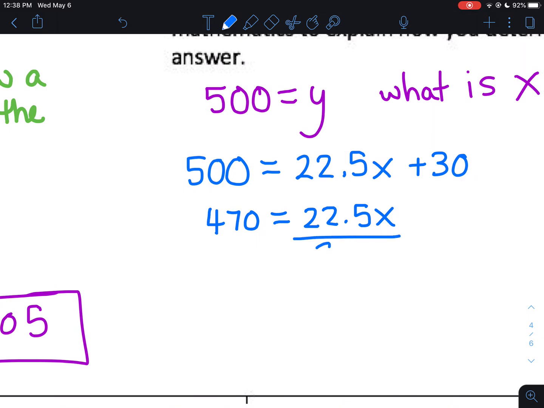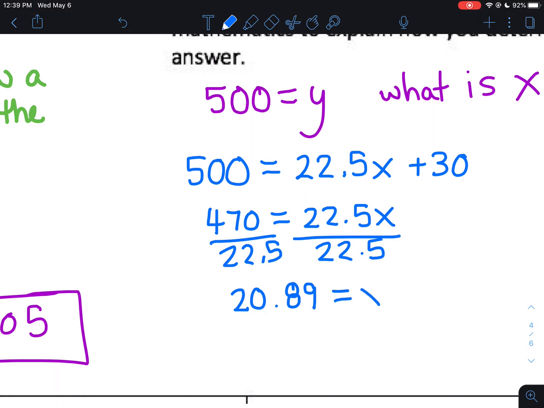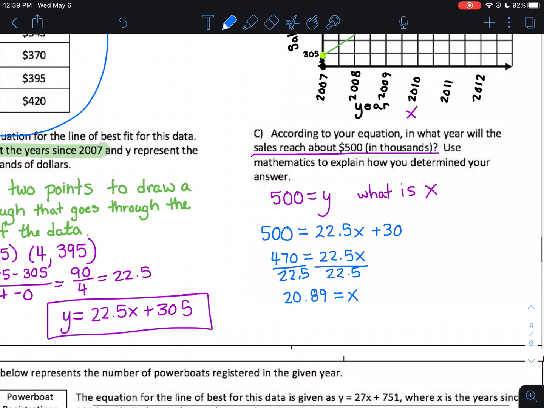Then divide by 22.5. Let me pull my calculator up here. Believe it or not, I don't know what that is off the top of my head. Okay, and it's going to be 20 point, it looks like 8 repeating, so I'm going to round that to 20.89 equals x. So then we figure out, okay, what does this mean?